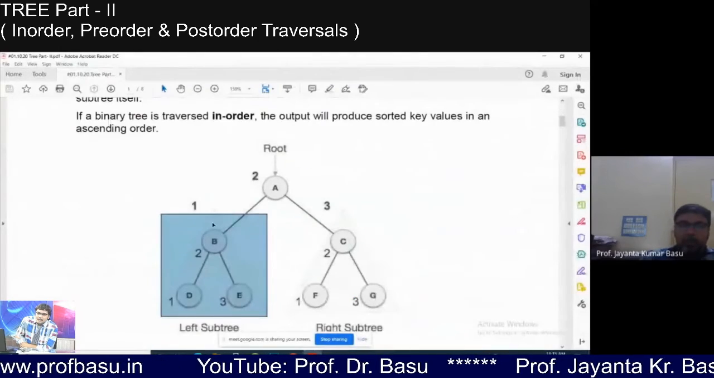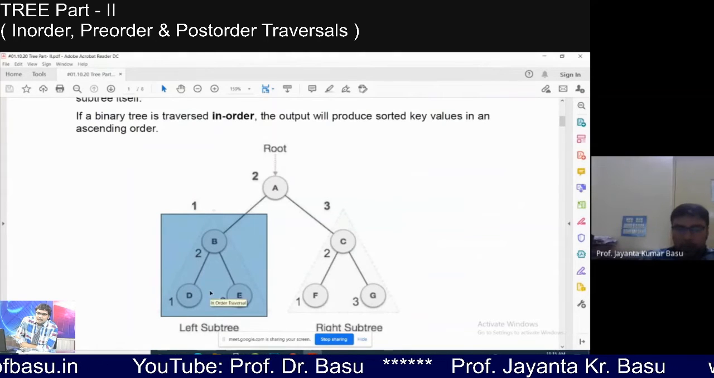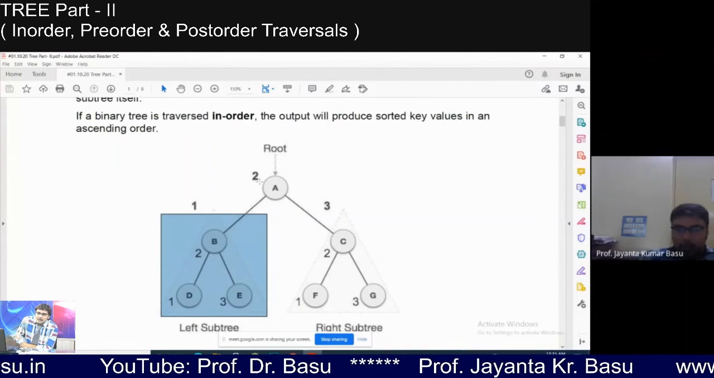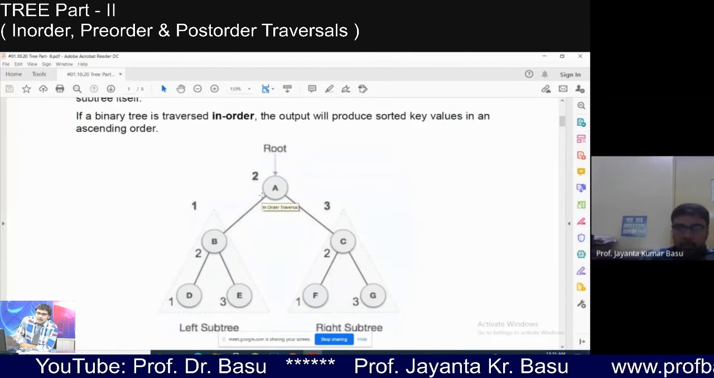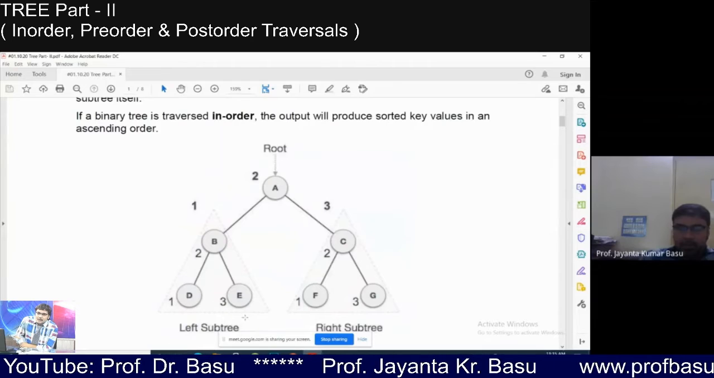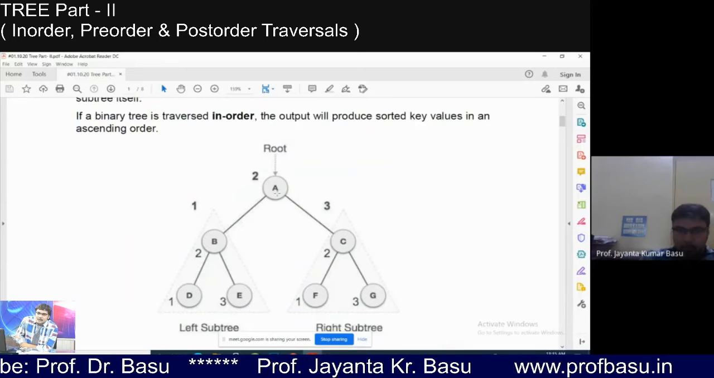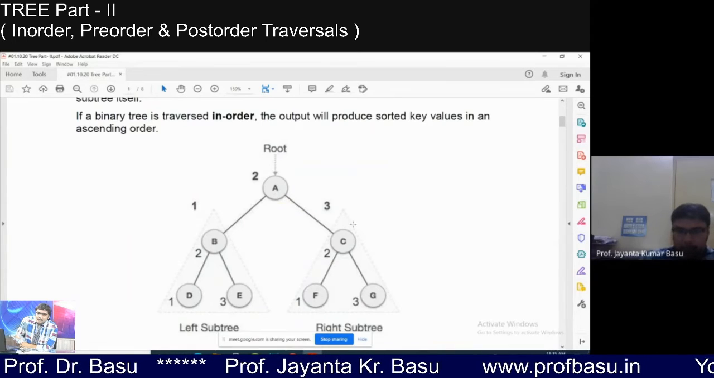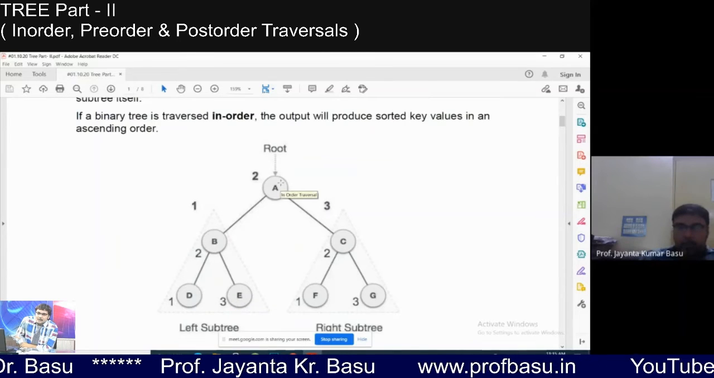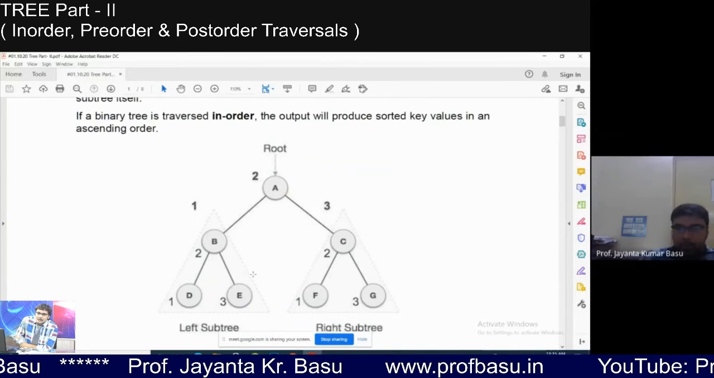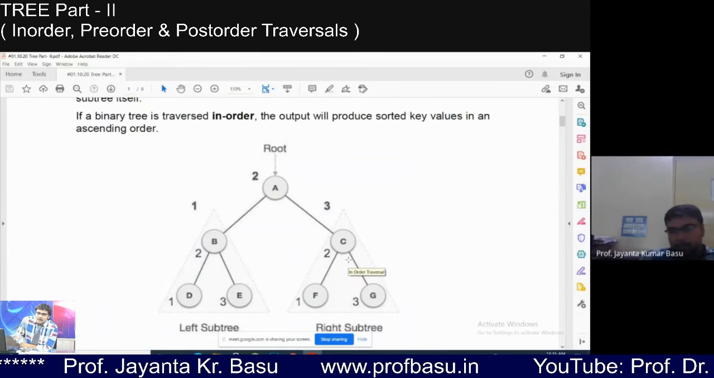After you complete the left subtree, what I told, left, root, right, then root means E. So first D, B, E. After you traverse this, then you will go to the root part. Left, root, right, root means after E, A will come. Okay, left part is completed, root is completed, then come for the right part.